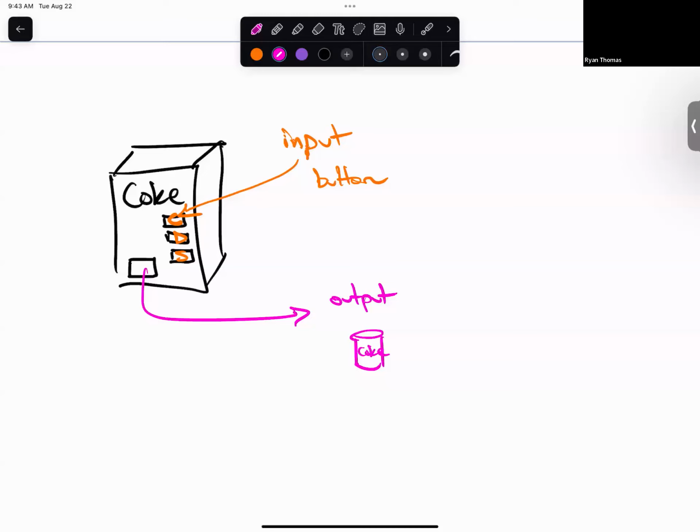What if you push the Coke button and you got a Coke, and then the person behind you pushed the Coke button and, heaven forbid, they got a Diet Coke? This is serious stuff, folks. What's going on? Right? So the machine is not working, the function's broken.